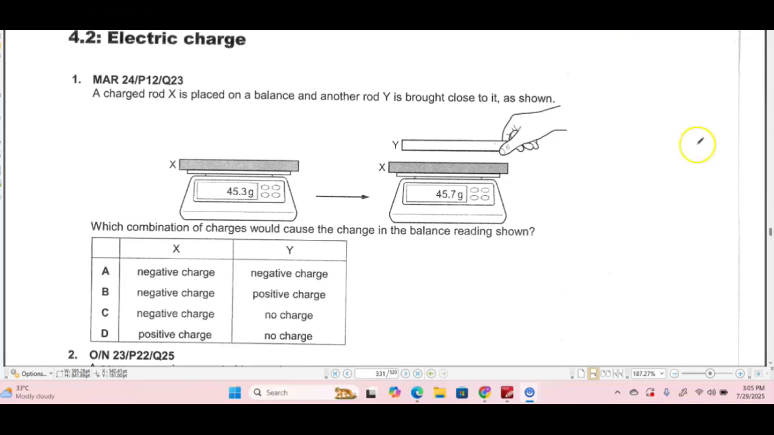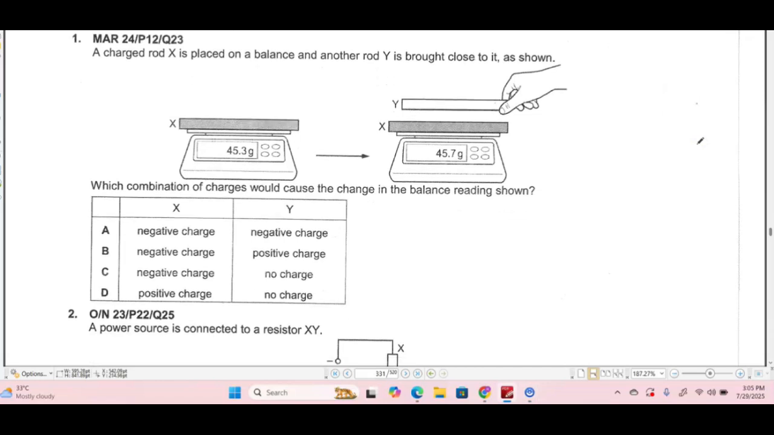Question number 1. A metal rod is placed on a balance and another rod Y is brought close to it as shown. Which combination of charges would cause the change in the balance reading as shown? If we look at the balance readings, the balance reading has increased. First it was 45.3 and then it was 45, then it is 45.7. So the question is which combination of charges would cause the change in the balance reading shown?